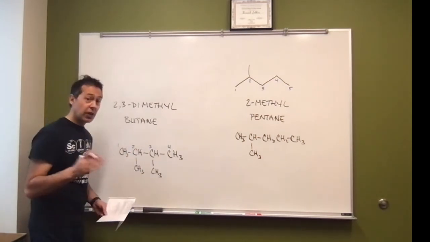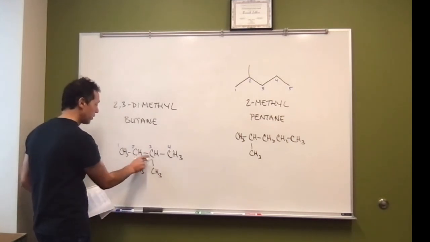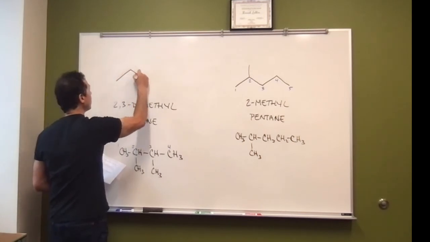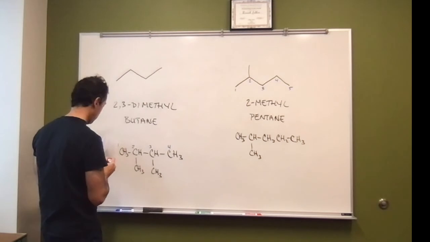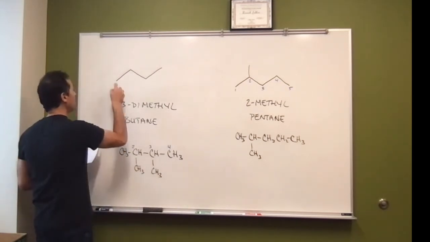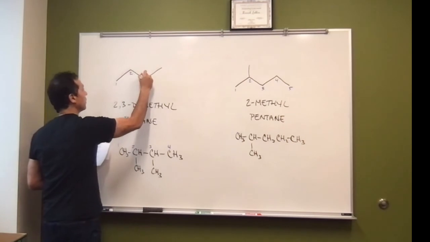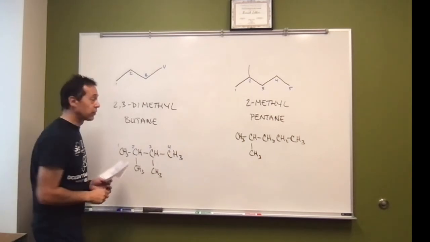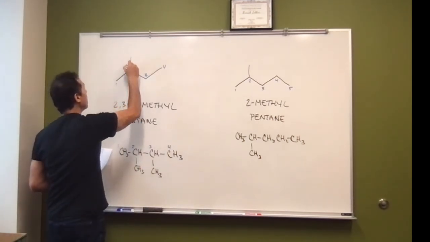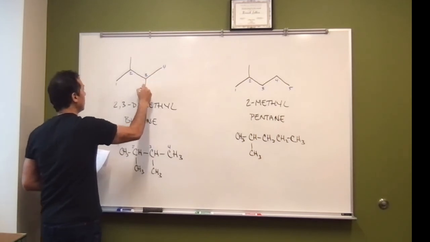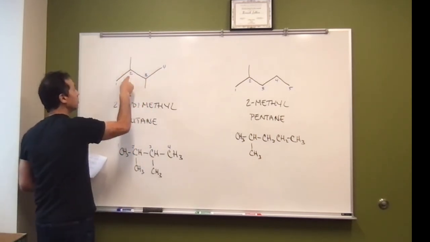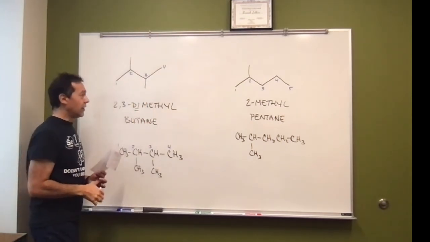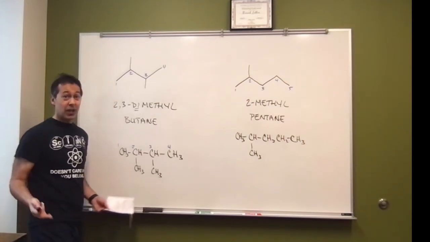And now to then do my line angle drawing, I'm going to have 1, 2, 3, 4 carbon atoms. I'll go ahead and number these. 1, 2, 3, 4 carbon atoms. And then I'm going to put on my 2 methyl groups here. So here we have 2, 3. So 2,3-dimethylbutane.